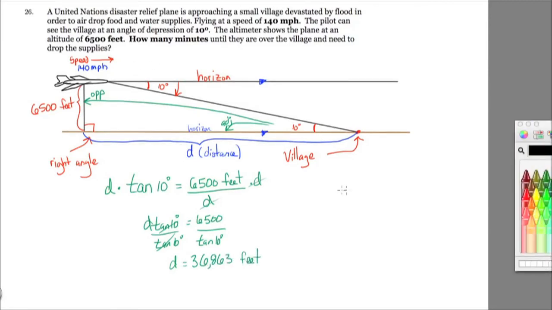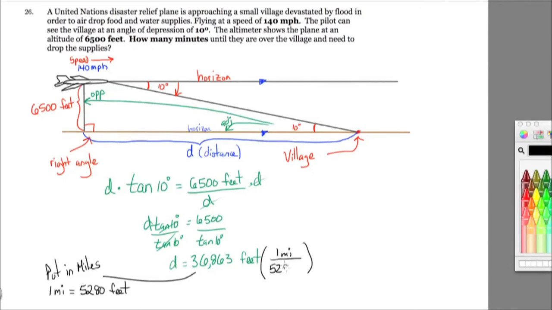So my distance is 36,863 feet. Let's convert this into miles, because we've got miles per hour, which is our rate. So if we put the distance in miles, then we have a consistent unit. So I'm going to multiply by the unit conversion, 1 mile divided by 5280 feet, and it's about 7 miles. So how many minutes will this plane be over the village?